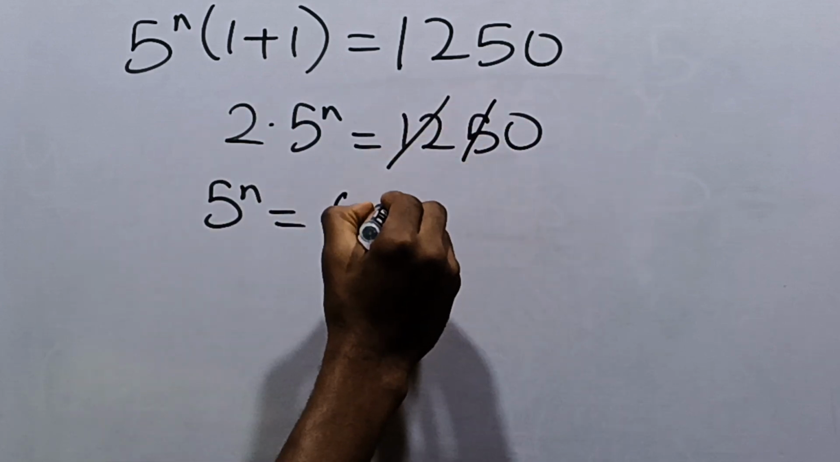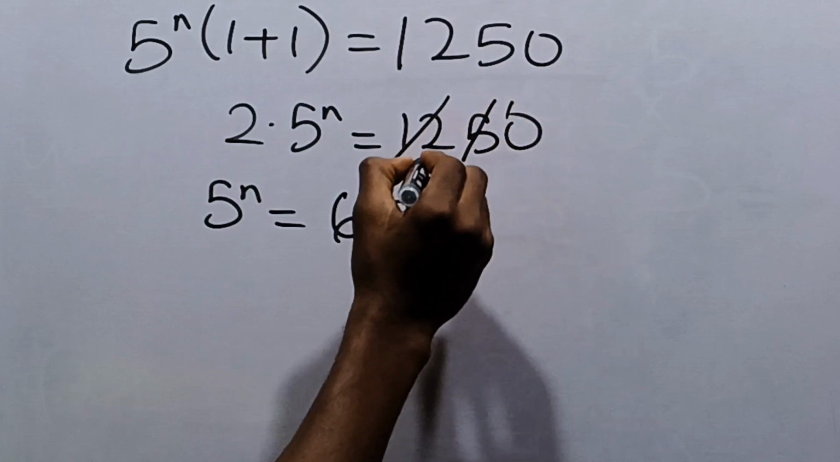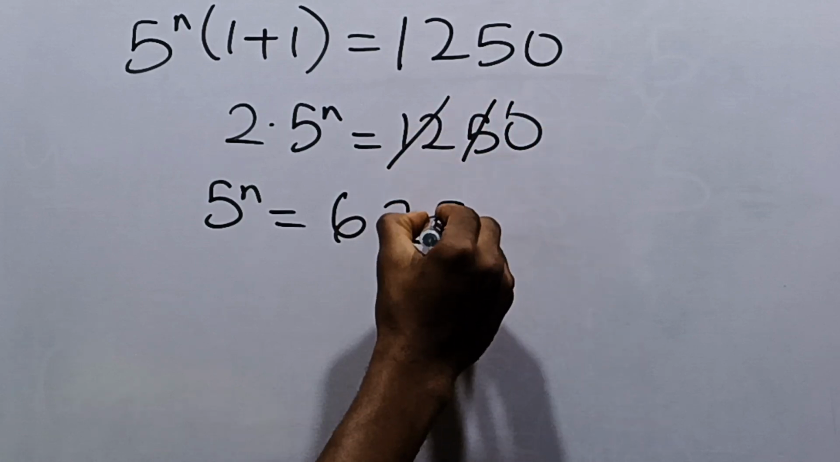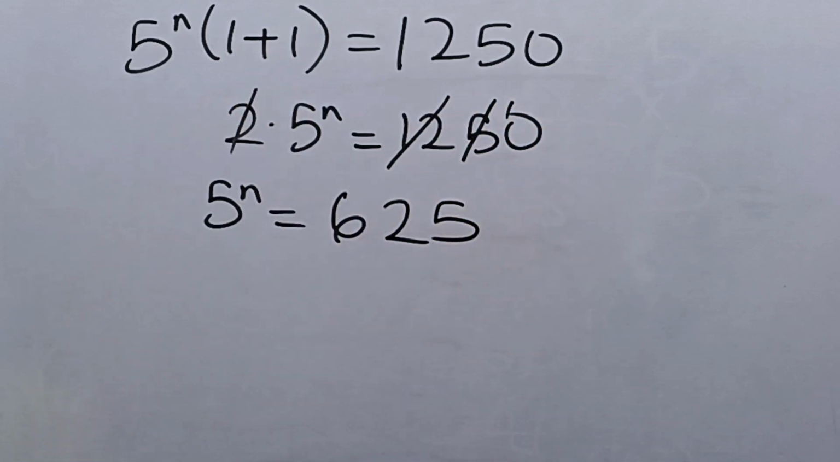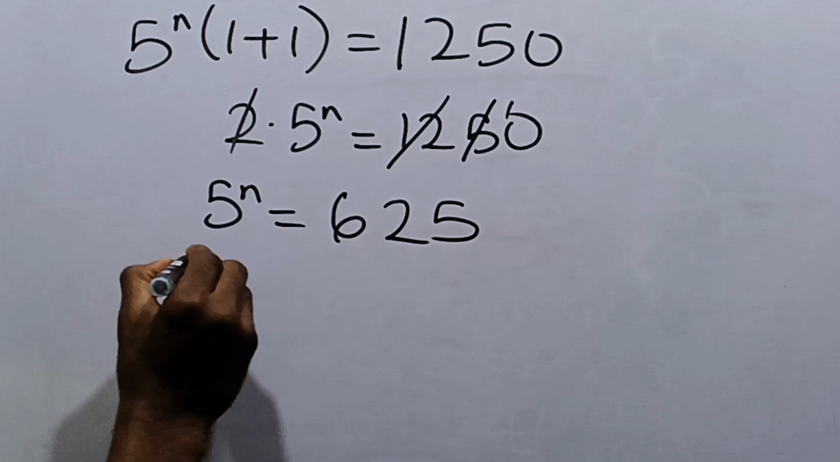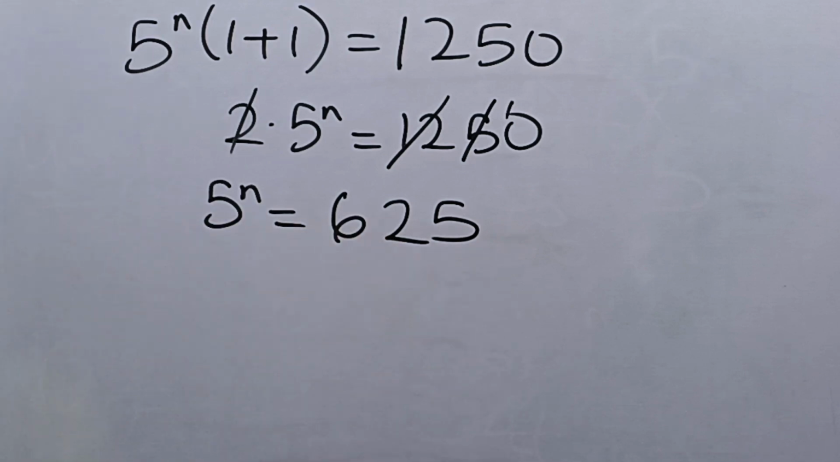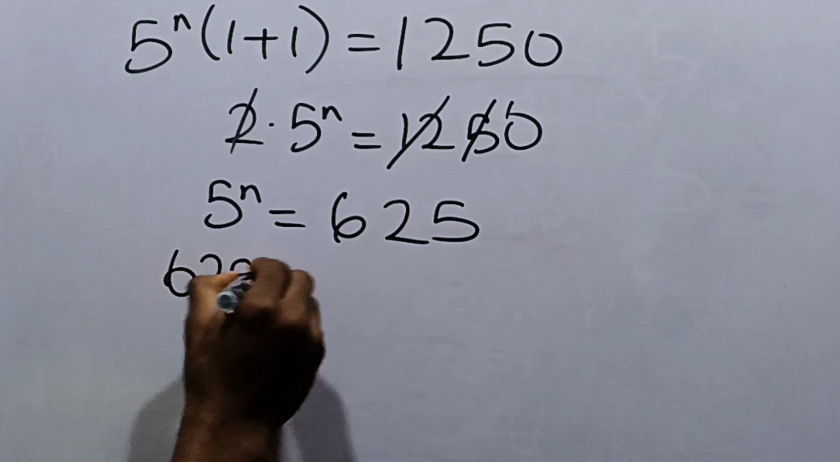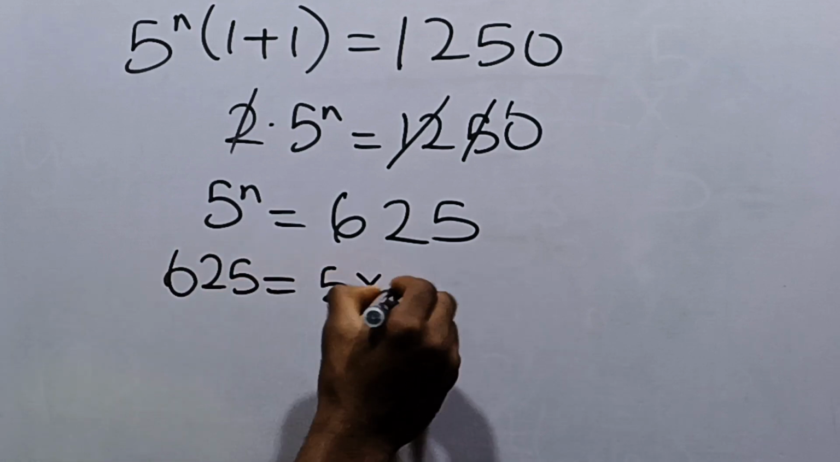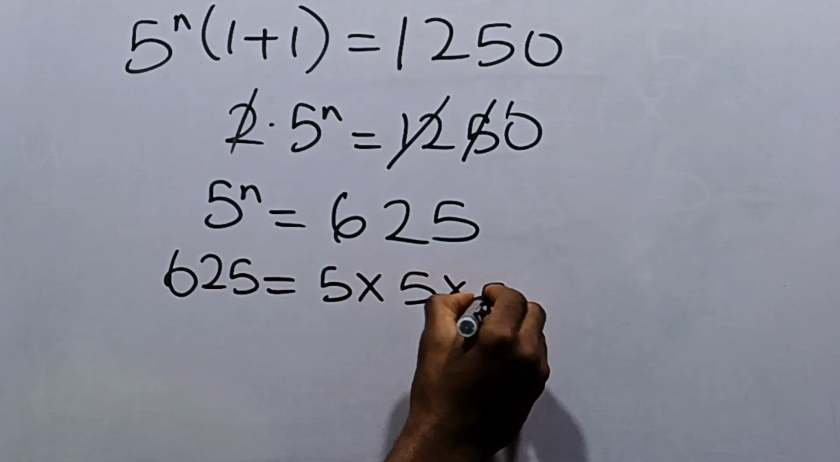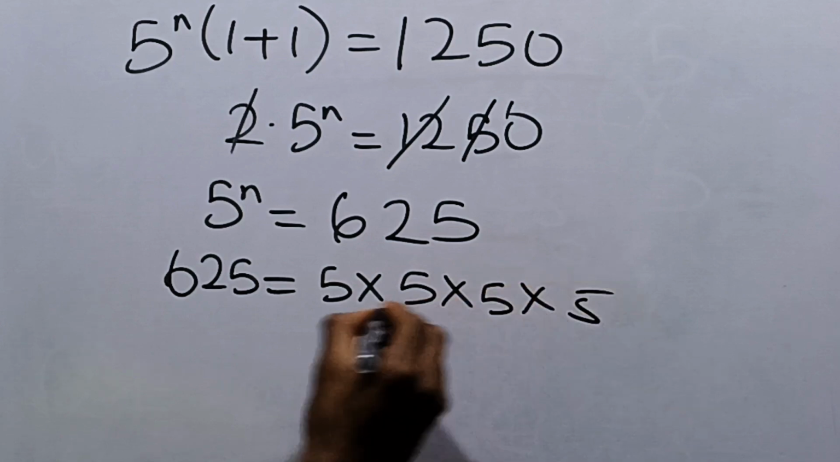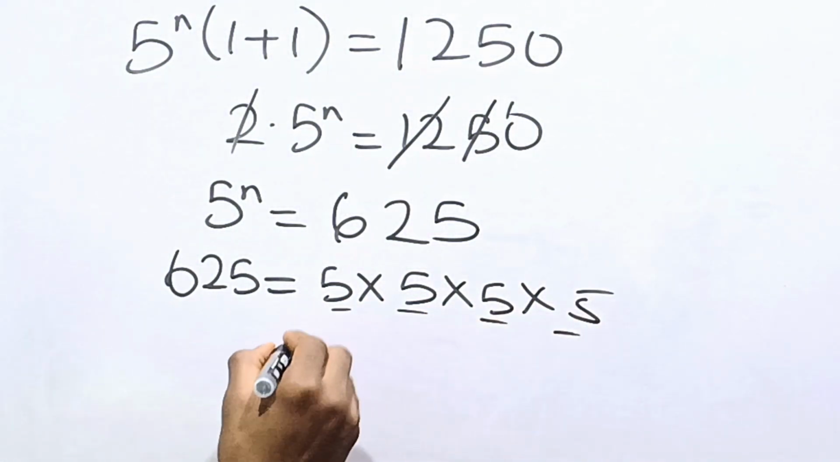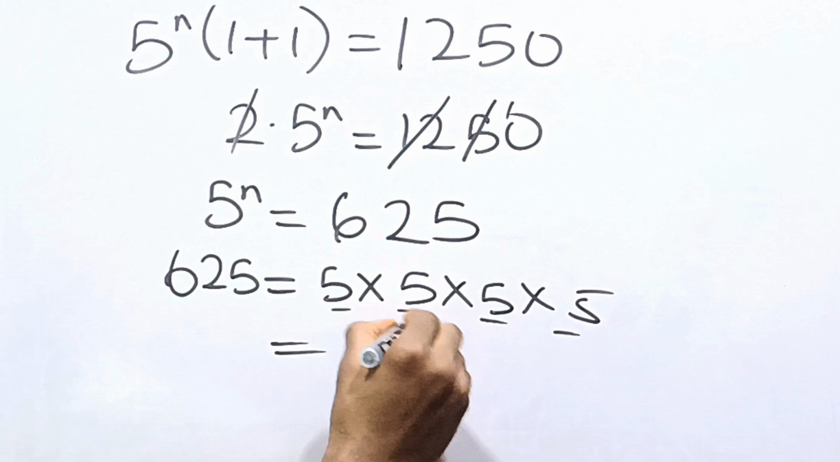Alright, now 5 raised to power n here will now be equal to 1250 divided by 2. Now this will be 5 raised to power n to be equal to 625. Now 625, as we know, is equal to 5 times 5 times 5 times 5. This is 1, 2, 3, 4, which is equal to 5 raised to power 4.